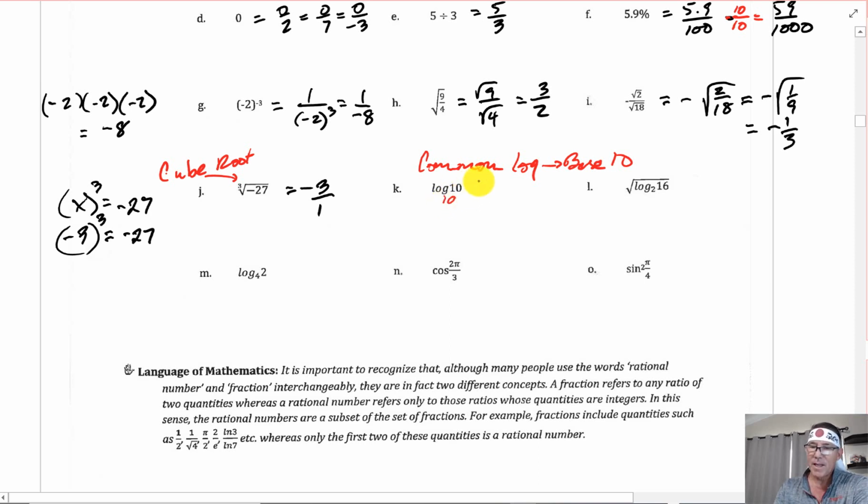So when you think logs, you have to start off with a base. This is called a base. It's base 10.